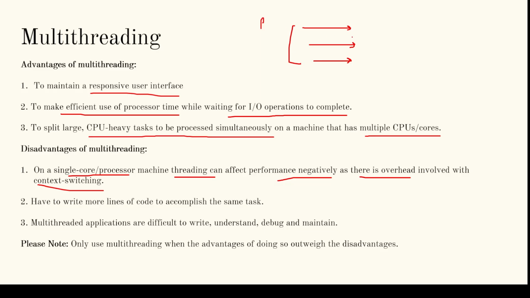Now what will the CPU do? The CPU will do context switching. First it will run this thread for some time, then it will switch to the next thread, then it will switch to the next thread, and then again back to the first thread. So this context switching can take some time, and it is an extra overhead when we are working with a single core computer. The second disadvantage is we have to write more code to achieve the same task.